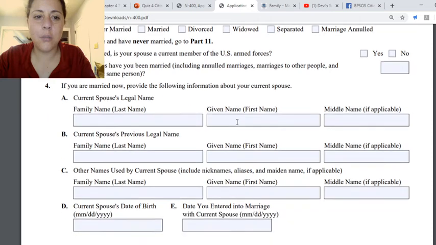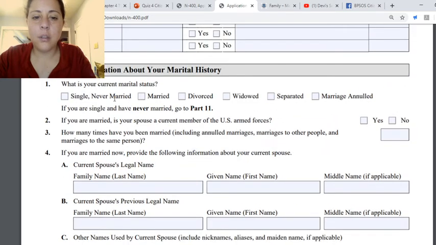You're choosing one: single, never married, married, divorced, widowed, separated. Separated means you are still married but you do not live together. So fill out single, married, divorced, widowed, or separated. Just check one box. That's number one.